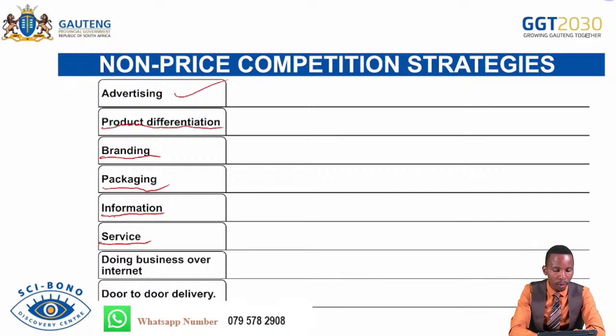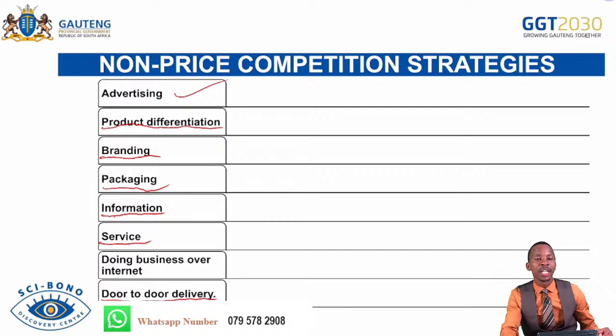And then also they do door-to-door delivery, especially in the fast food industry. We have seen that they are delivering at home. Wherever you are, if you order, they will be able to deliver whatever you have ordered, so that wherever you are, you can access their product. Even if the market is very close, they can deliver to you.